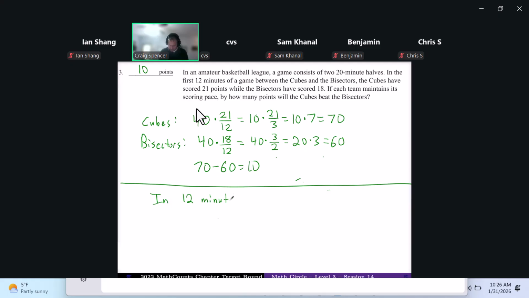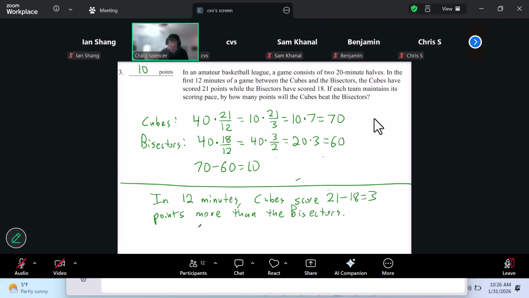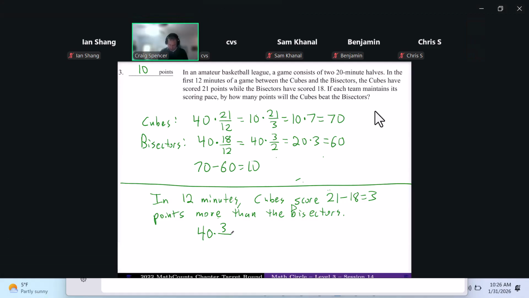section of the game, the cubes score more than the bisectors. So the cubes score 21, the bisectors score 18. So the cubes score 3 points more than the bisectors. And so you could also do kind of the rate. There's 40 minutes and the cubes are scoring more than the bisectors at a rate of 3 points in every 12 minutes.